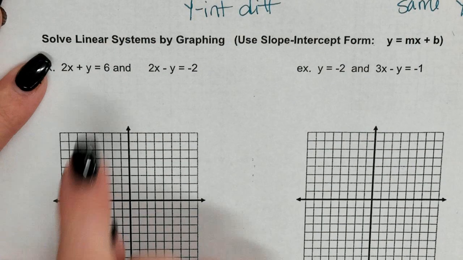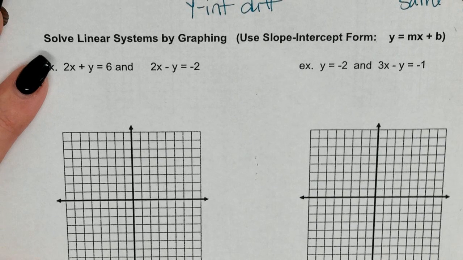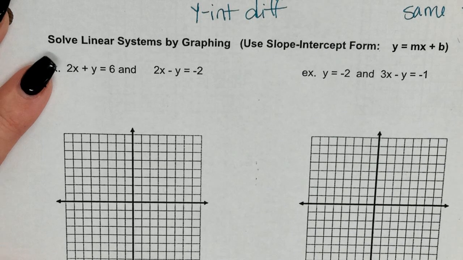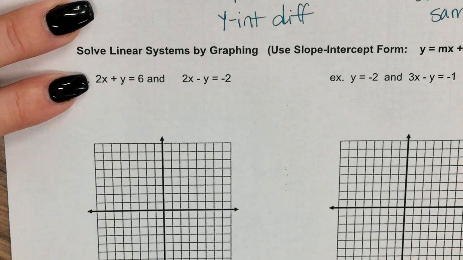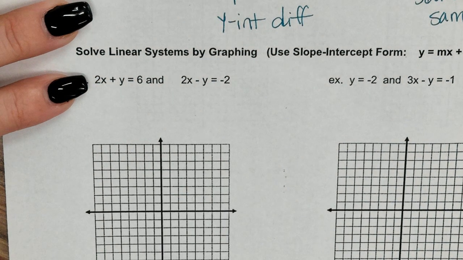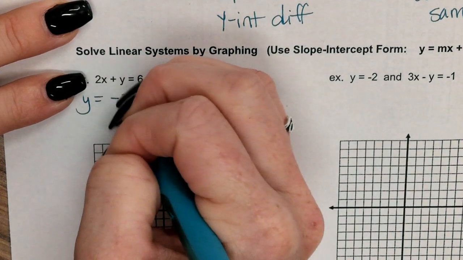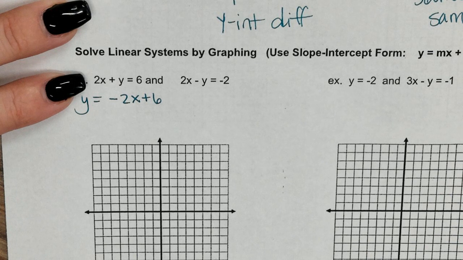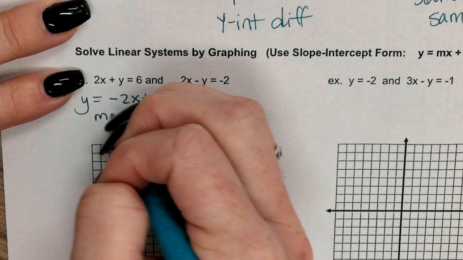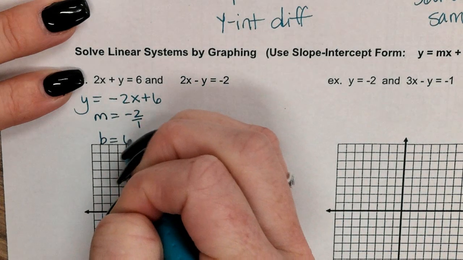Is it in the correct form for me to graph? No. So what's the first thing I need to do? Rearrange it. I need to move this 2x to the other side, and to move that, how would I do it? Minus 2x. Yes, so I'm going to have y equals negative 2x plus 6. And I'm going to graph this by knowing that the slope is negative 2 over 1 and the y-intercept is 6.